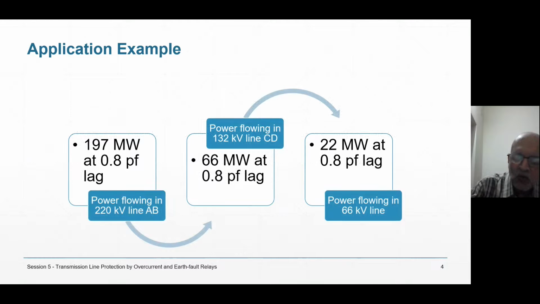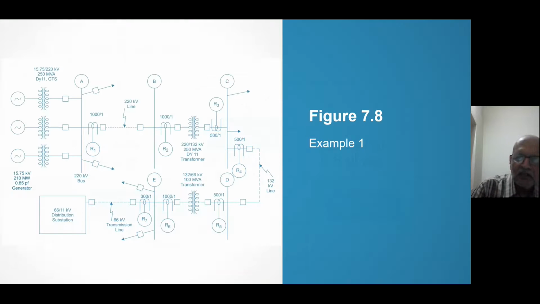So let me go to the figure first so that you may come to know. This is my figure. This is my network. Portion of a power system network. 3 generators, 15.75 kV, 210 megawatt, 0.85 PF. 3 GTs, generator transformers, 15.75 by 220 kV, 250 MVA, DY11 each. From there, it is shown that 3 lines are emanating, and out of that one line, 220 kV line is there. On that there is a CT 1000 bar 1, and across that there is a relay R1. That is normal inverse IDMT relay.